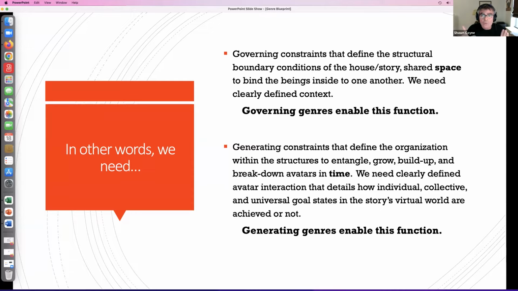Okay. What about the generating genres? Well, these deal with time. These deal with the organization within those structures that entangle, grow, build up, and break down avatars in time. So we need to clearly define avatar interaction that defines how individual, collective, and universal goal states in the story's virtual world are achieved or not. Generating genres enable this function. Okay, cool. So we've got our 2 kinds of things. We need governors and generators to have a virtual engine.